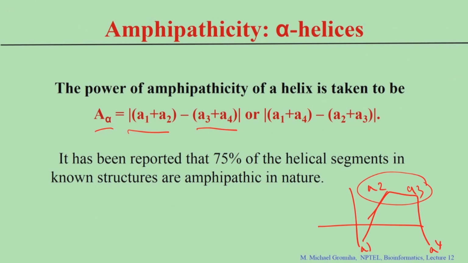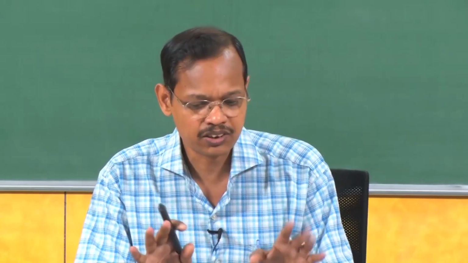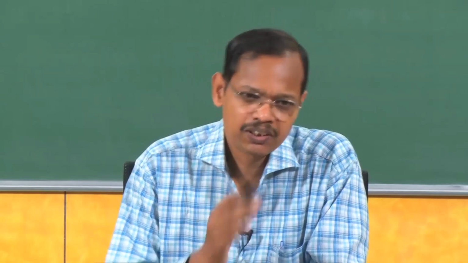So, from this one you can see whether they are amphipathic or not. If you look into the literature, about 70 to 75% of the helical segments of known structures are amphipathic in nature. In this case, if you use this type of profile, you are able to predict to some level of accuracy, at least 65 to 70% accuracy, in any sequence. This is for alpha helix. How about in the case of beta sheets?